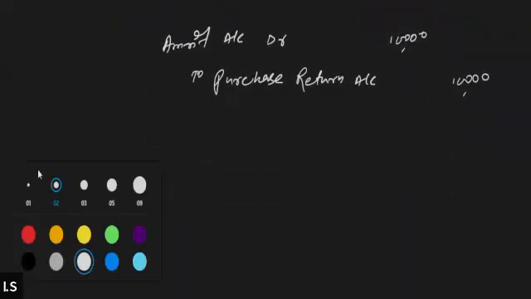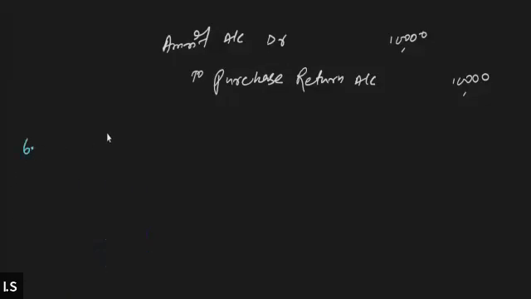Let me explain the effect of this transaction. Firstly, since we are selling goods, sale of goods is what? Bank account debit to sales account. Yeah, that's right. Anyways, let me explain the effect of this transaction. Just like purchase of goods is an expense, sale of goods is a kind of revenue.